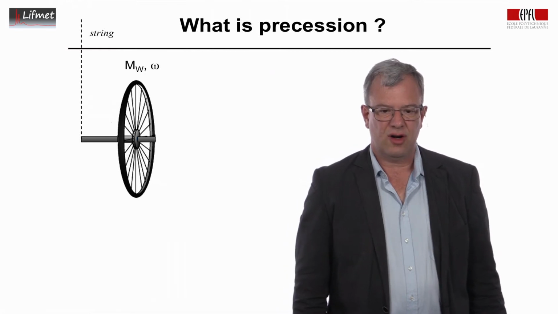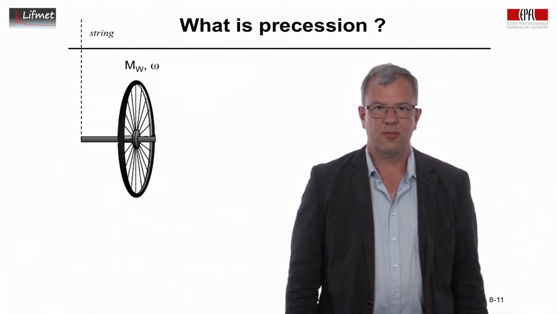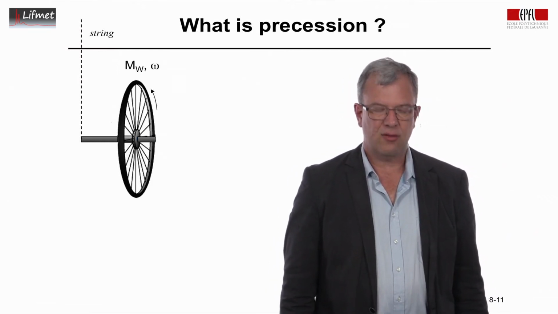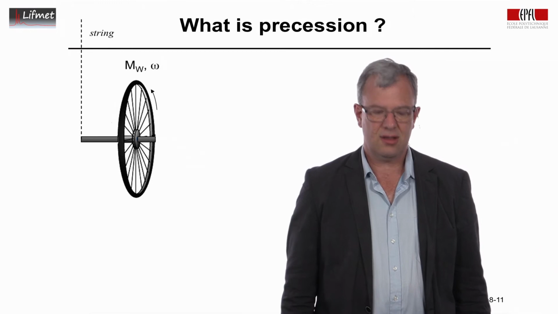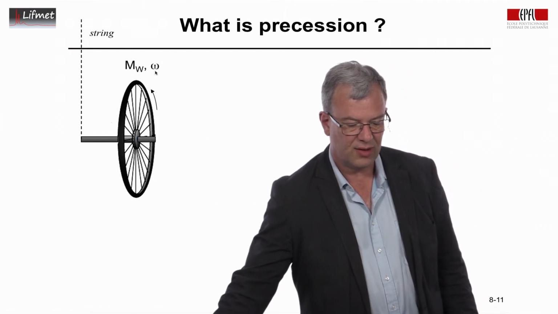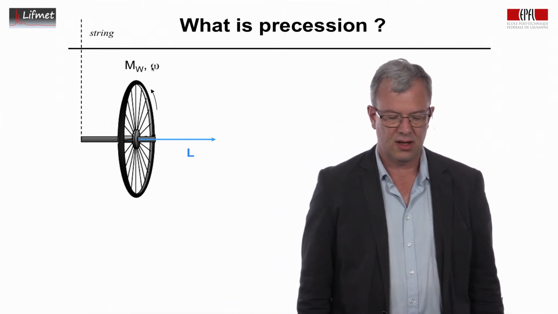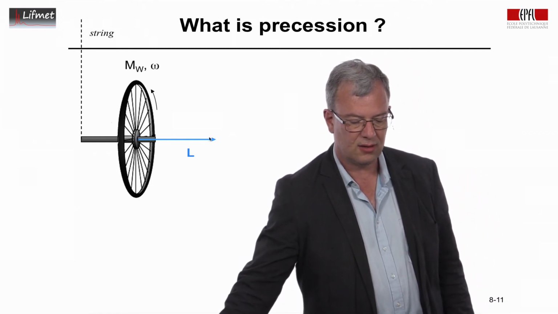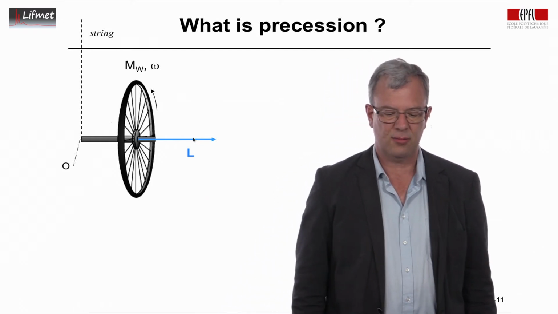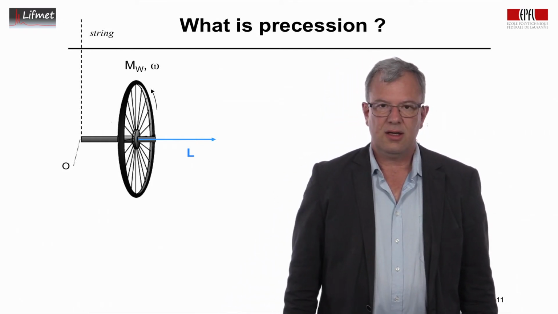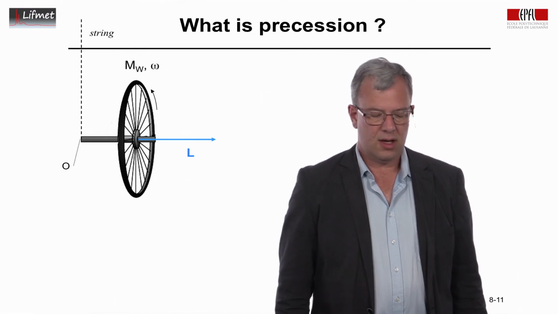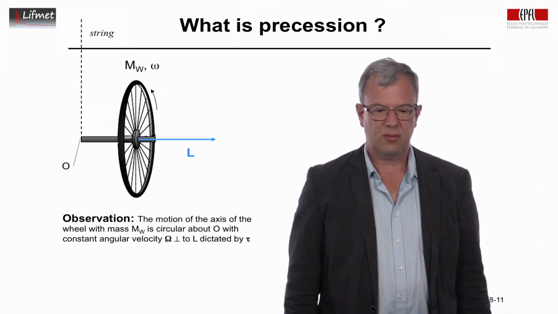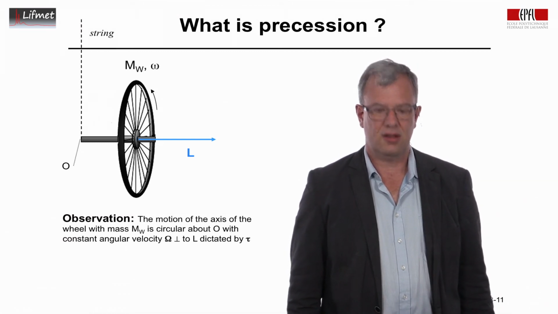So what is precession? And here I'll go back again to classical mechanics. We'll take a very simple experiment. We'll have a wheel that is suspended on a string. The wheel has a certain mass and the wheel turns with a certain angular velocity. So if it turns with this angular velocity, the wheel will develop here an angular momentum L, here indicated by the blue vector. The wheel is suspended at the point O, and we can now make some observations in the experiment, and this we will demonstrate.